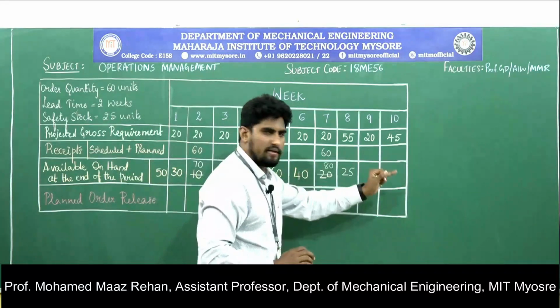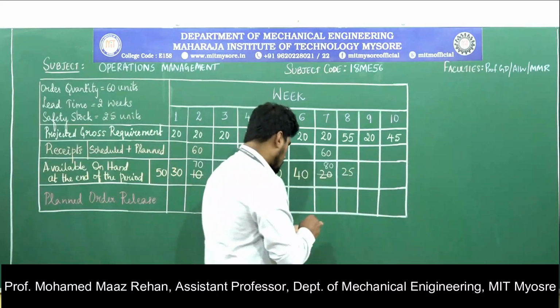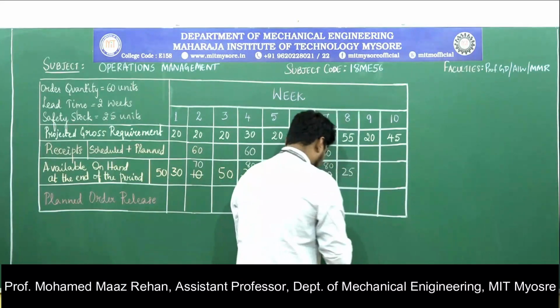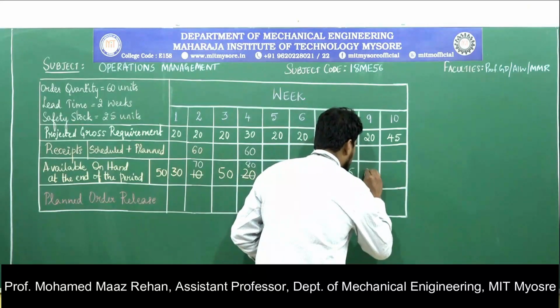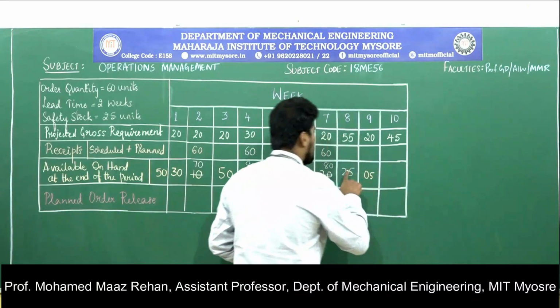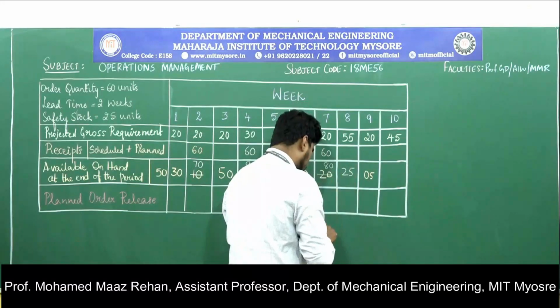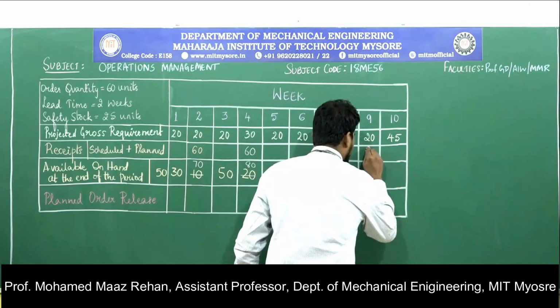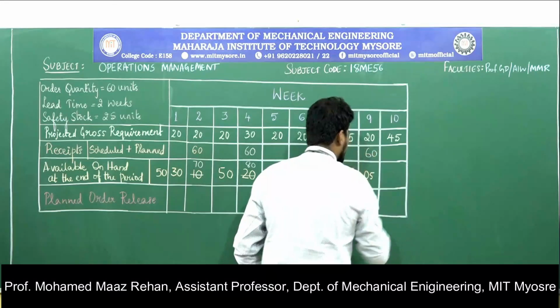If you move further, in the ninth week, you will be falling short. Why? Because here you will have only 5 units. Why? Because 25 minus 20 gives 5. So in week 9, you should have 60 units.